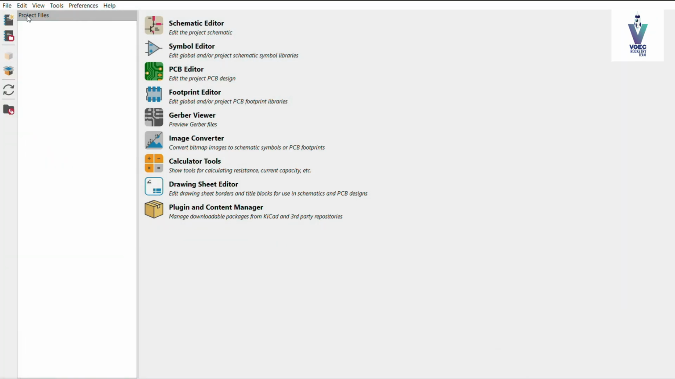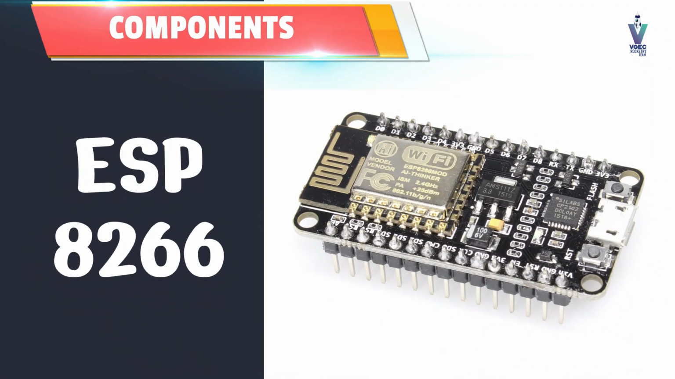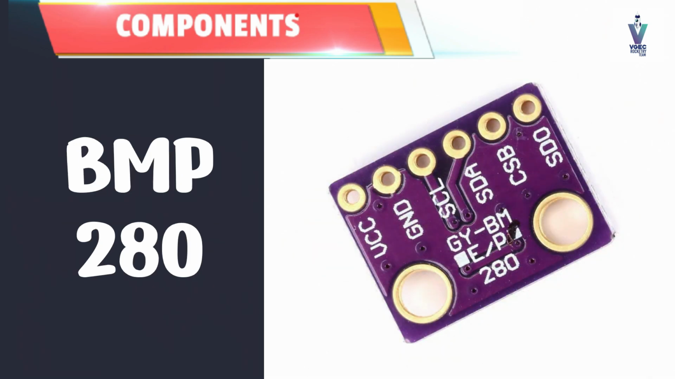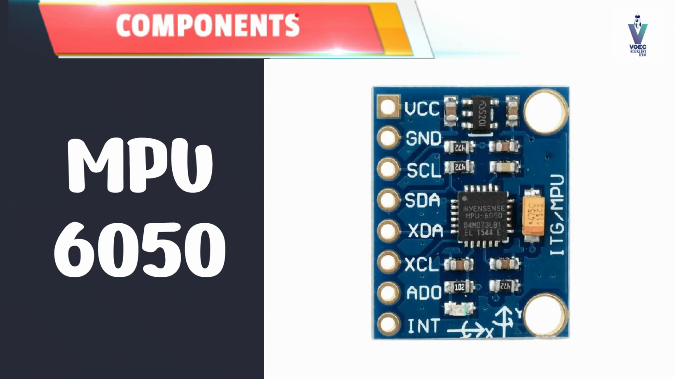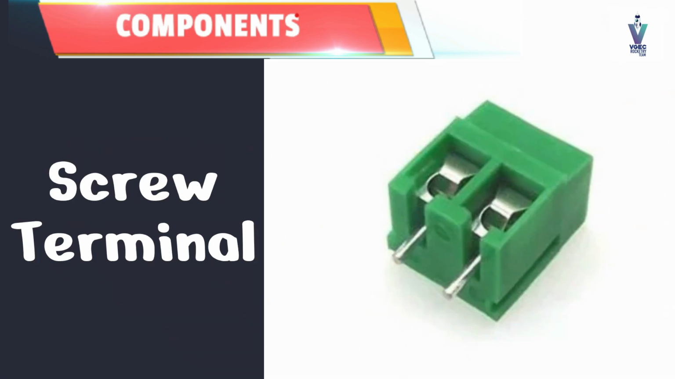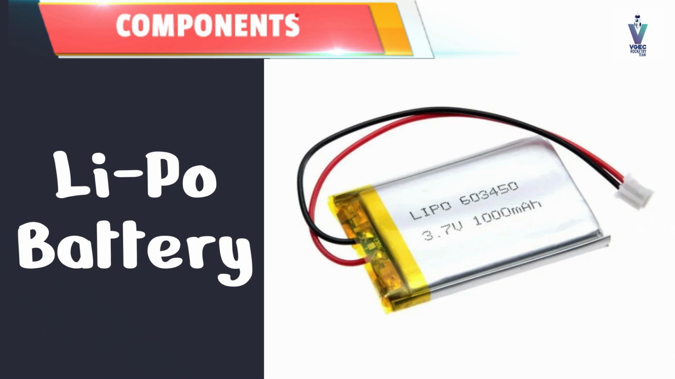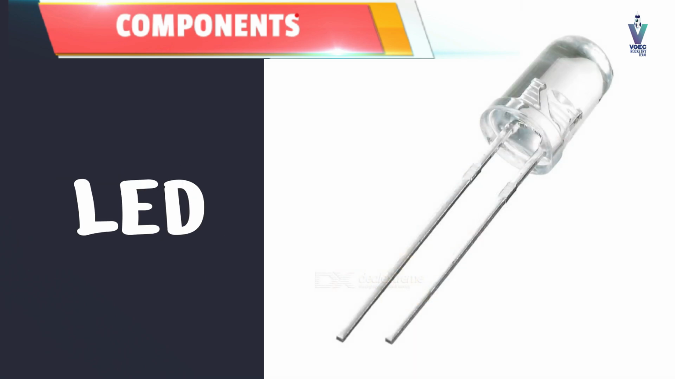To achieve these objectives, we'll need the following components for our flight computer. ESP8266 as the microcontroller to handle all the data processing and decision making. BMP280 to accurately measure height and track the apogee. MPU6050 to monitor acceleration, helping us with precise timing for the second stage ignition. 3 screw terminals for secure electrical connections. 2 pairs of transistors to control the ignition of the second stage motor and the deployment of the parachute. A LiPo battery to power the entire system. And finally an LED for status indication and debugging.